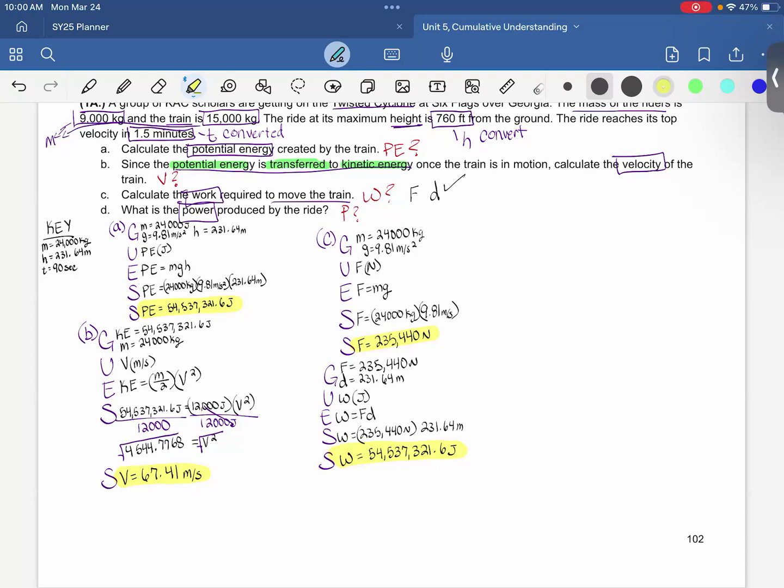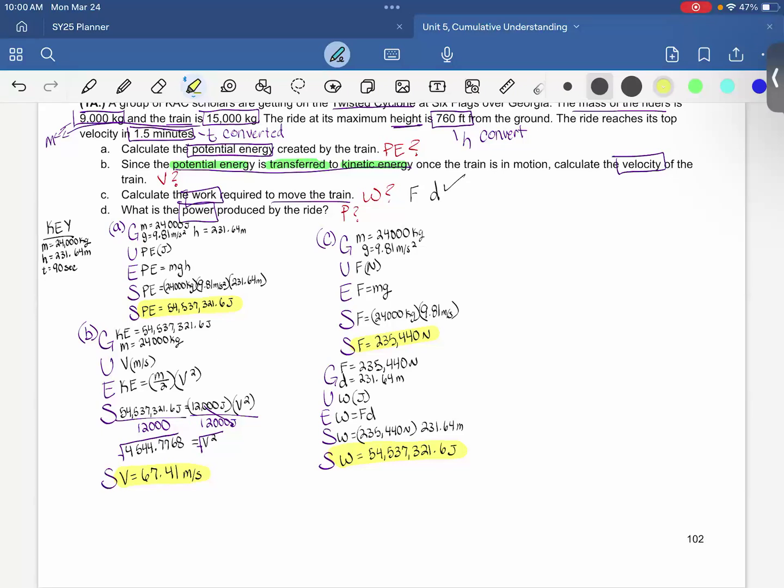This is not always true in every case. So I want you to keep in mind as you're working that potential and kinetic energy values will not always be the same as your work value. But in this case, because the work is in a single direction, all of the kinetic energy, potential energy, and work done values will be the same exact number.